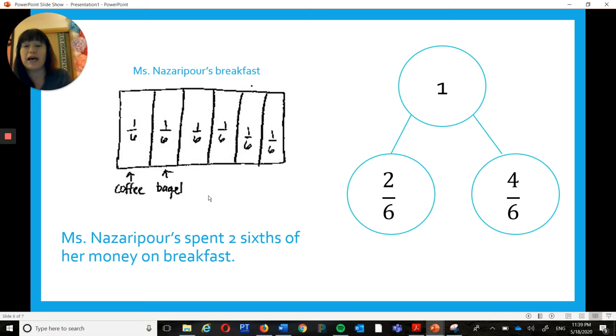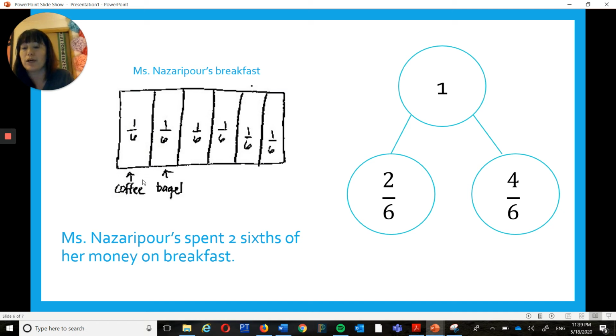So I went ahead and drew a fraction strip, which you can see right here. I broke my fraction strip up into 6 parts. Count with me. 1, 2, 3, 4, 5, 6. I labeled the unit fraction because I know I always have to label the unit fraction. Each unit or each part is worth 1/6 of my total money.